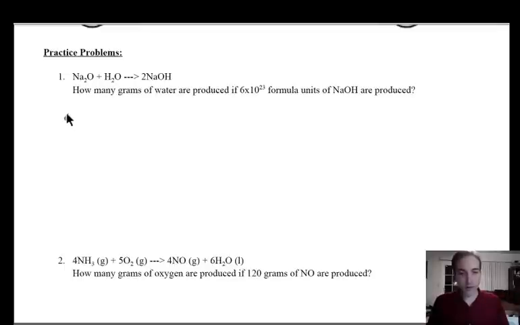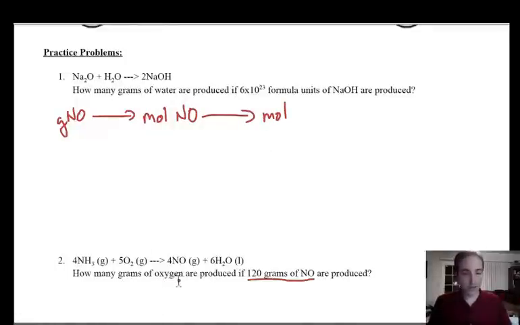Okay, so we know that we have grams of NO to begin with. Okay, so grams of NO. And we know based on our diagram that from mass we need to go to moles of substance A, which would be moles of NO. And then once we have moles of NO, we can then convert that to moles of the substance they want, and in this case it's oxygen, so that's going to be moles of O2.